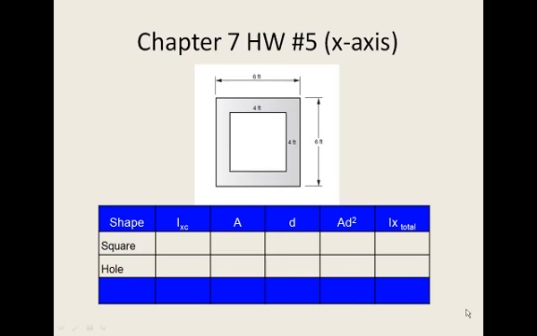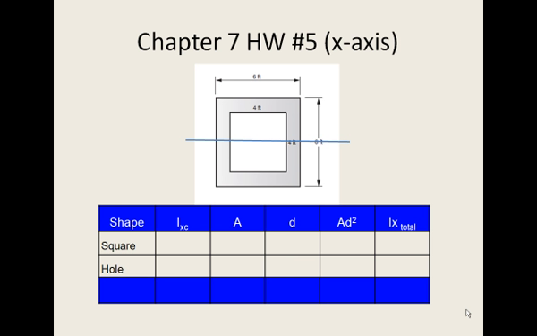In this video, homework problem number 5, we will show how the moment of inertia about the centroidal x-axis is arrived at. The first thing we want to do is, of course, identify where the centroidal x-axis is. In this case, because it's a symmetrical shape, we know that the x-axis lies halfway up through the shape.